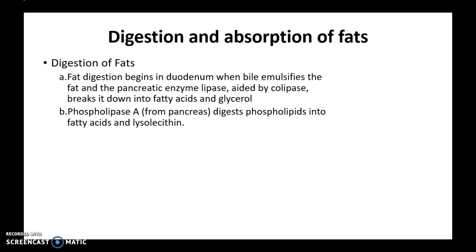And when the triglyceride molecules are coated with bile, then the enzyme lipase acts on the triglycerides, breaking them down into fatty acids and glycerol. So again, fats or triglycerides need to be emulsified first by the bile. So bile emulsifies triglycerides. After that, the enzyme lipase acts on the triglycerides, breaking them down into fatty acids and glycerol.